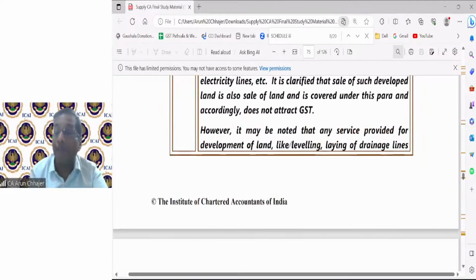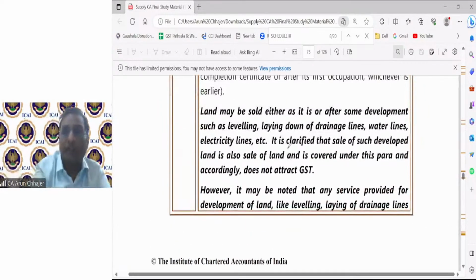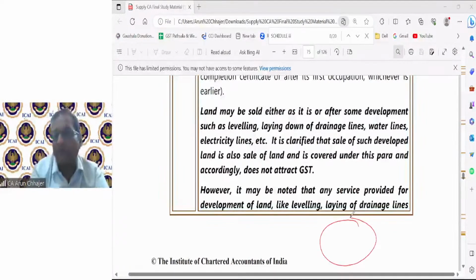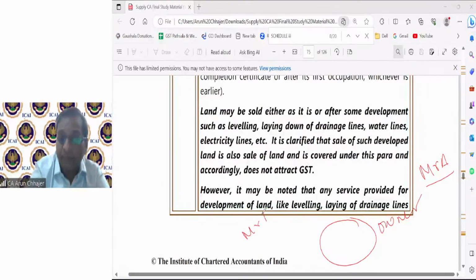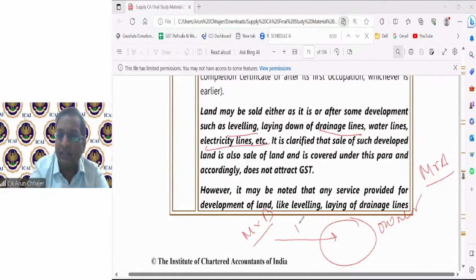However, if any service has been provided for the development, so for example, this is the land. Mr. A is the owner of that land. Now he has hired Mr. B for developing that land, like leveling work, drainage line, water line, electricity line, etc., for which he is charging any amount. Then that amount would be chargeable to GST.